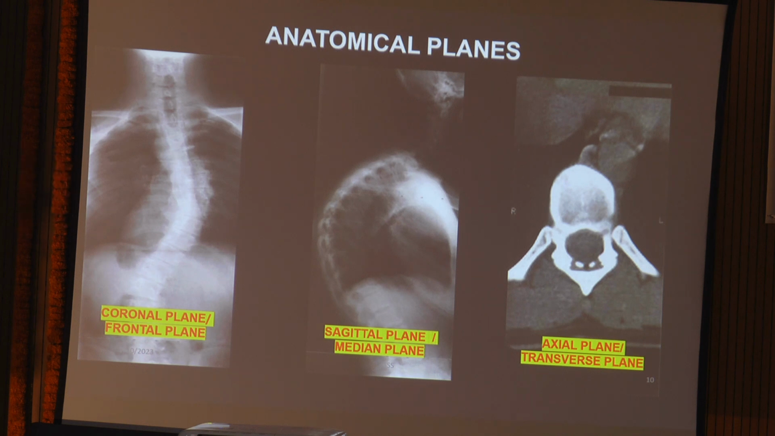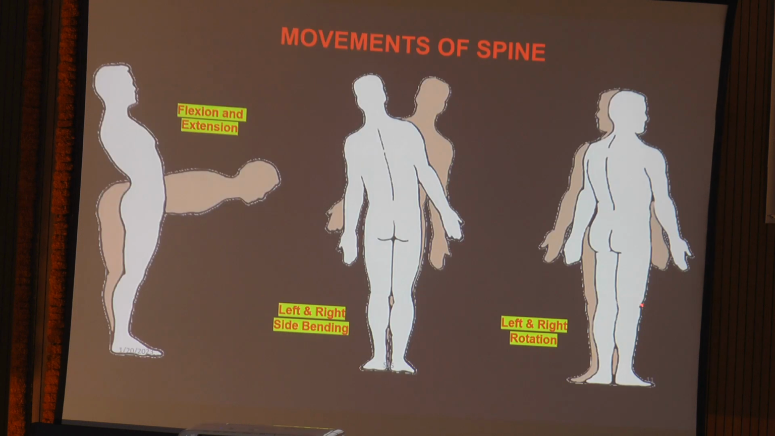We should understand the planes very well. This is a normal X-ray. I won't say a normal X-ray. This is an X-ray which is normal for a patient having scoliosis. This is a coronal or a frontal plane. This is the sagittal view, the sagittal plane, the medial plane, and this is a CT scan where we are actually seeing the axial plane and the transverse plane.